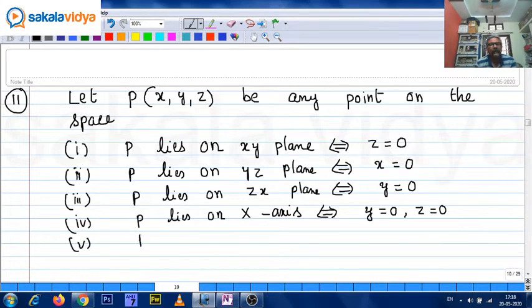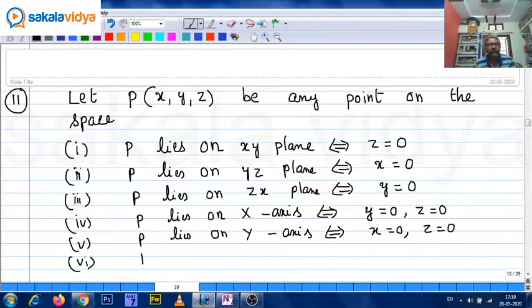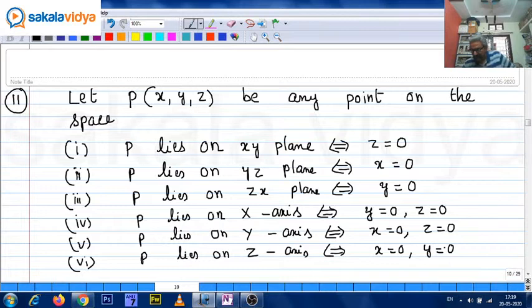Fifth point, P lies on the y-axis. These are very important points. So on the y-axis actually x equals 0 and z equals 0. Sixth point, P lies on the z-axis. So now x is 0 and y is 0.